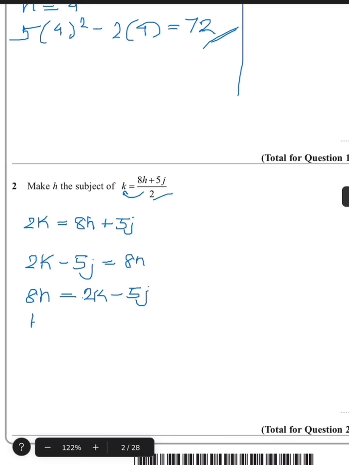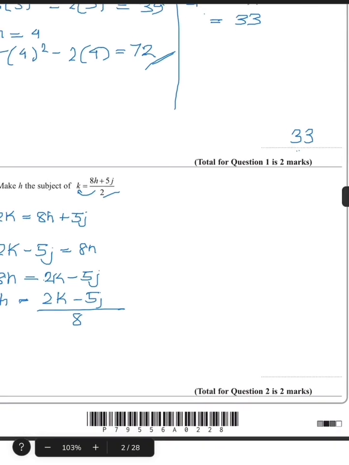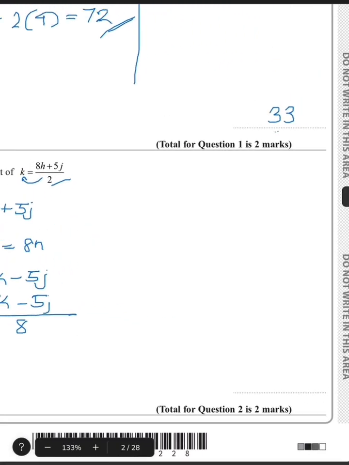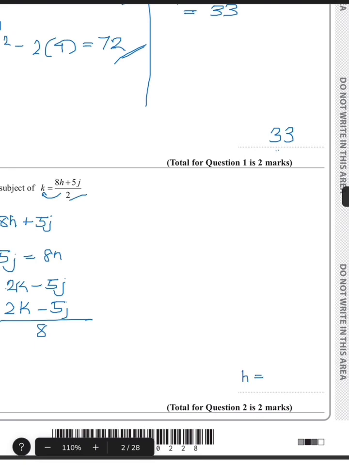Then we're just going to divide the entire thing by 8. Let's do that real quick. And perfect, we have the answer. So this is the answer since H is now the subject of the equation. So we're going to write it here real quick: 2K minus 5J, divided by 8.